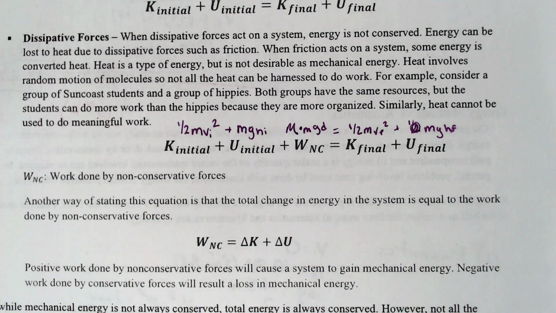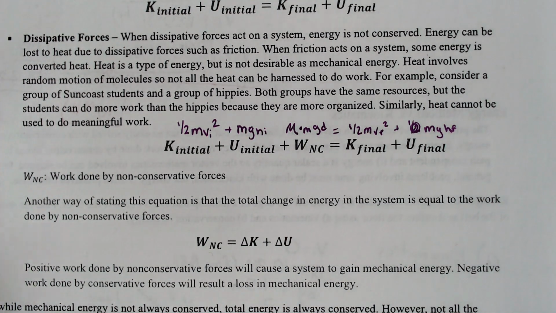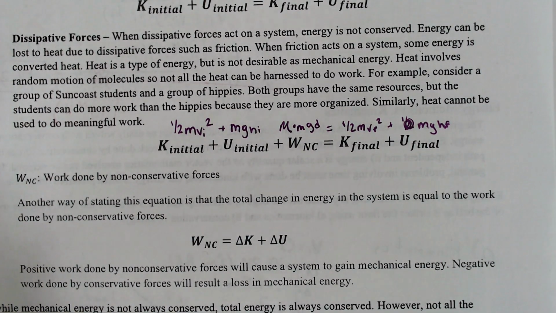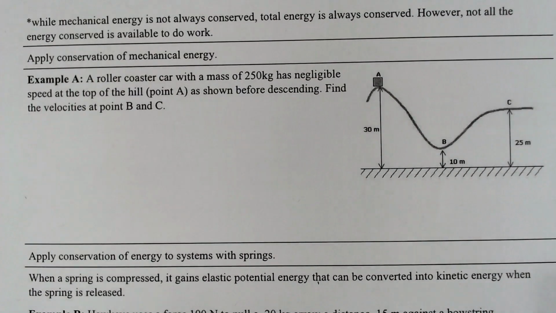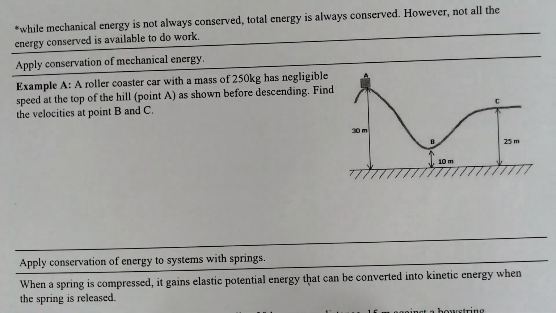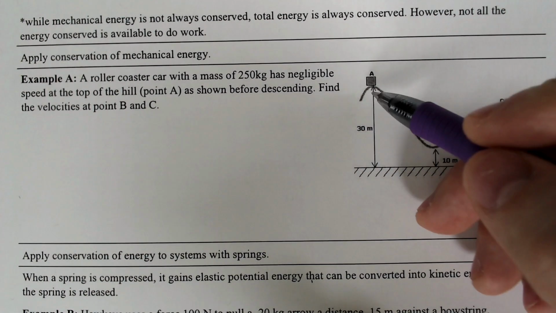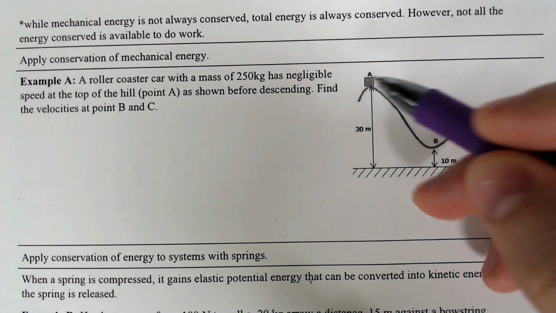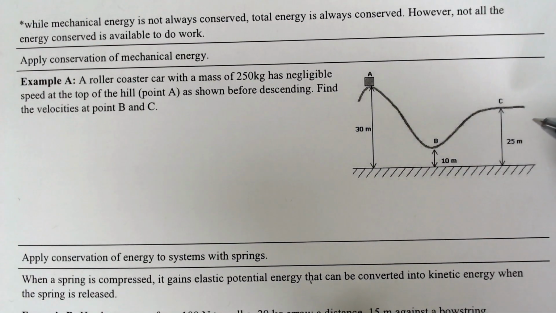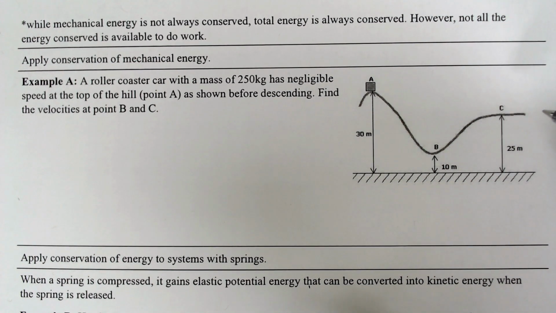So I've got one example for you right now, and then we'll start to see how this all works together. So we've got a roller coaster here. This roller coaster has a mass of 250 grams, although that won't really matter. It has negligible speed at the top. That means it is starting with 0 speed as it careens and starts to trickle down this ramp. We're going to assume that friction is not a part of this.